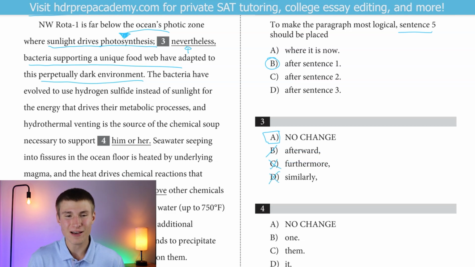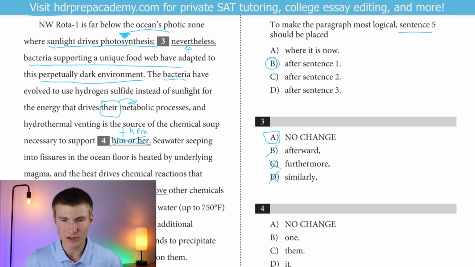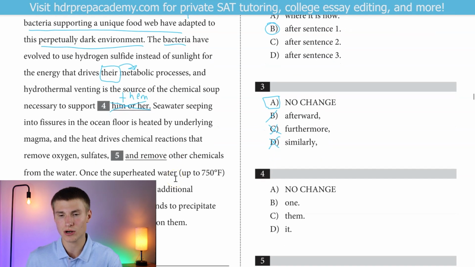Now we have "the bacteria have evolved to use hydrogen sulfide instead of sunlight for the energy that drives their metabolic processes, and hydrothermal venting is the source of the chemical soup necessary to support him or her." No, we know it has to be "them." How do we know it has to be them? Well, we know that it's their metabolic process. We're referring to the bacteria, plural, and since it's plural, we know that we have to have "them." We can't have him, her, can't have one, can't have it. It's got to be them, because we had "their" metabolic processes.